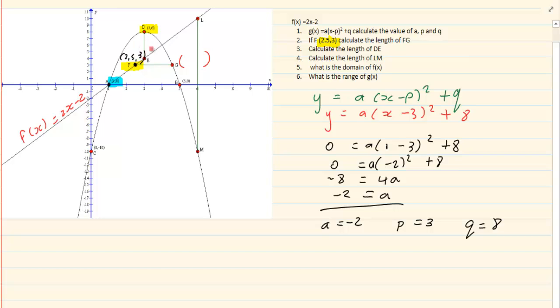Now the y value would be consistent because we are working with the horizontal line. So throughout this line, the y value would be consistent. So if they gave me 2,5 and 3, then I know the y value is equal to 3. So in the parabola equation, we're going to substitute 3. We have the equation as y is equal to minus 2, open brackets, x minus 3 all squared plus 8. Substitute the y as 3. We don't know the x. The x is not consistent.